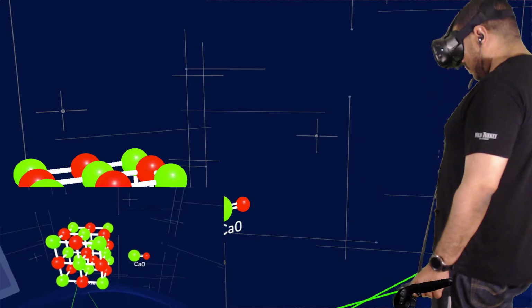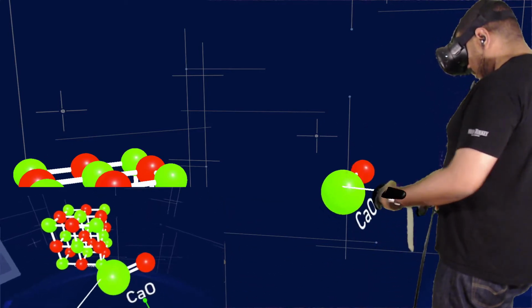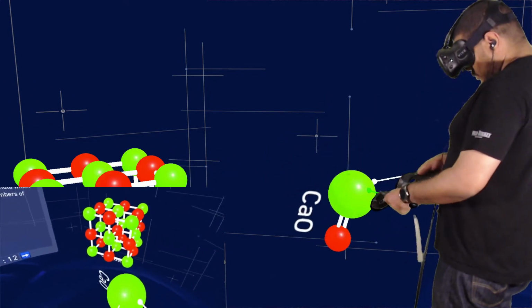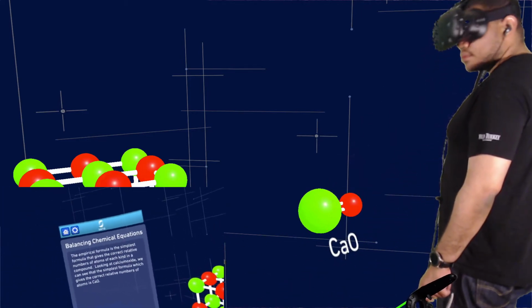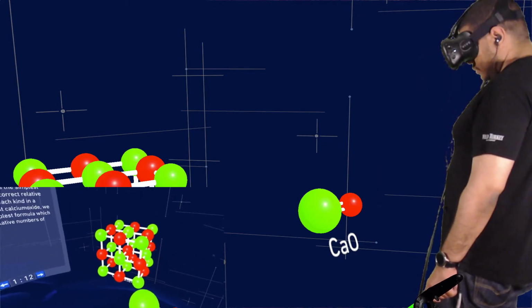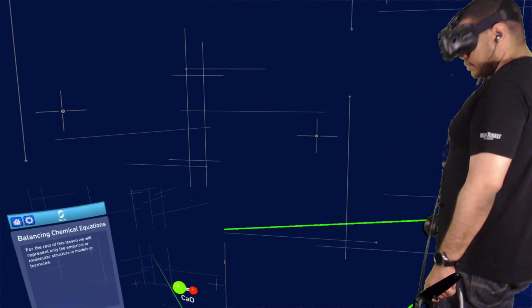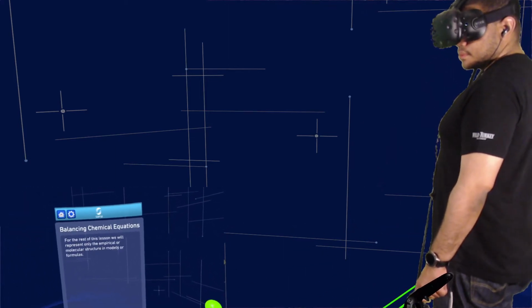The empirical formula is the simplest formula that gives the correct relative numbers of atoms of each kind in a compound. Looking at calcium oxide, we can see that the simplest formula which gives the correct relative numbers of atoms is CaO. For the rest of this lesson, we will represent only the empirical or molecular structure in models or formulas.